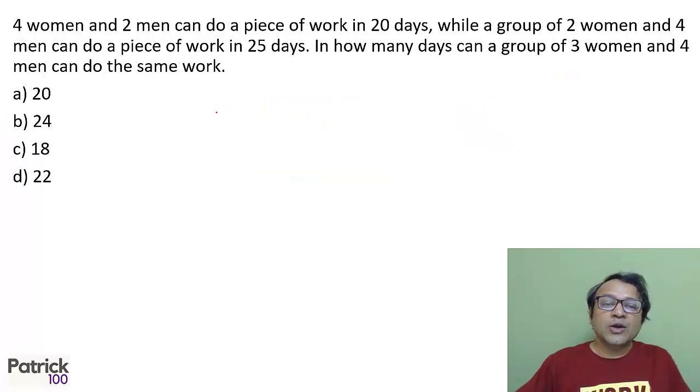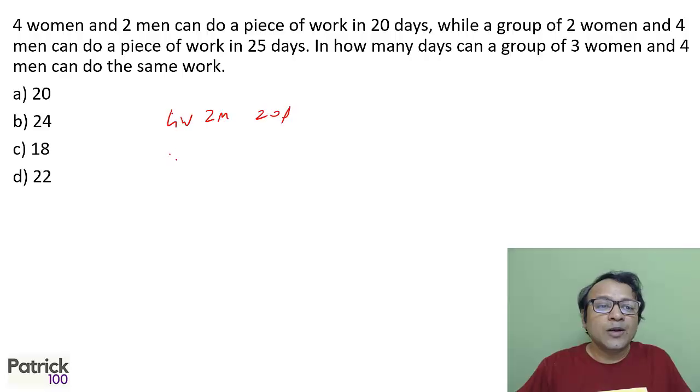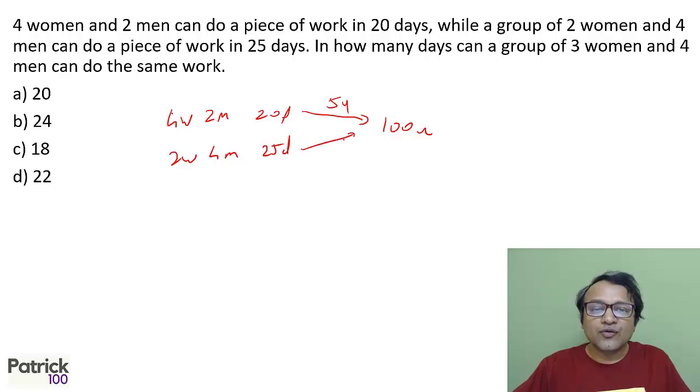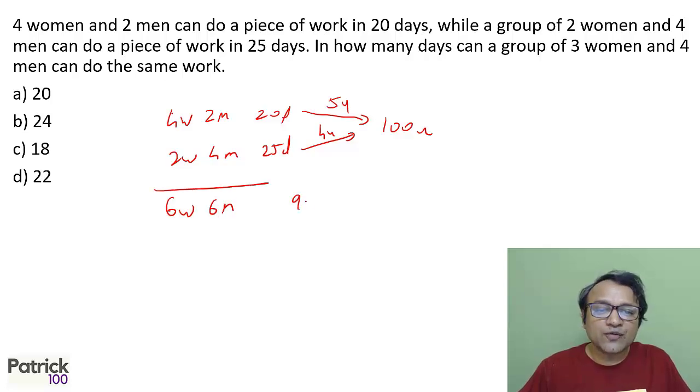4 women and 2 men can do a piece of work in 20 days, and 2 women and 4 men can do the piece of work in 25 days. Let's look at the LCM method. LCM of 20 and 25 is 100. Let's say 100 units of work. So here they do 5 units of work per day, here 4 units. If I add, 6 women and 6 men will do 9 units of work, or you can say 1 woman and 1 man will do 1.5 units of work.